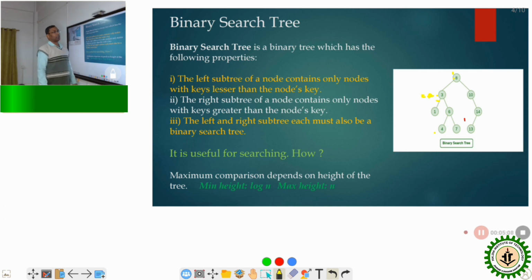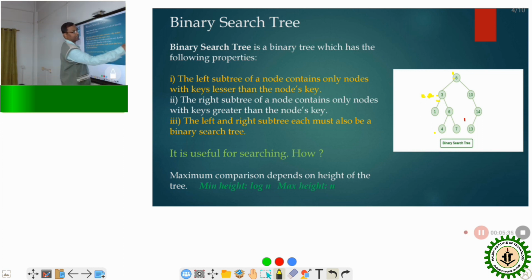Say for example, we want to search the key element 13. How will we find the element 13, or perform the searching operation? We will compare 13 with the root node 8. Then 13 is greater than 8, so we will move to the right subtree. In the right subtree, the next node is 10, so we will compare it with 10. As 13 is greater than 10, again we will move to the right subtree.